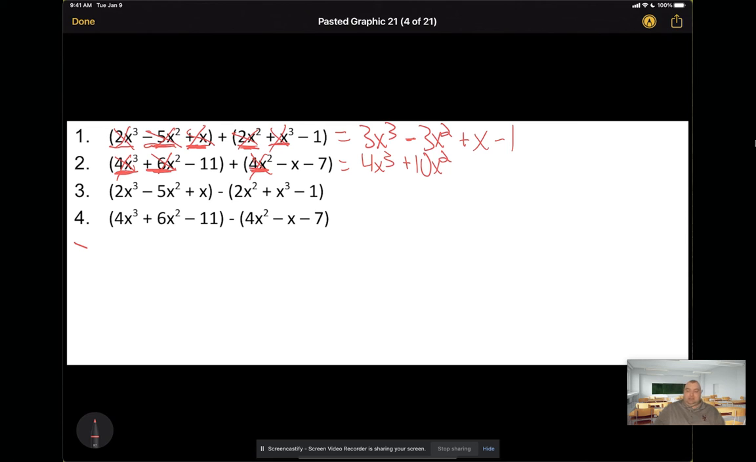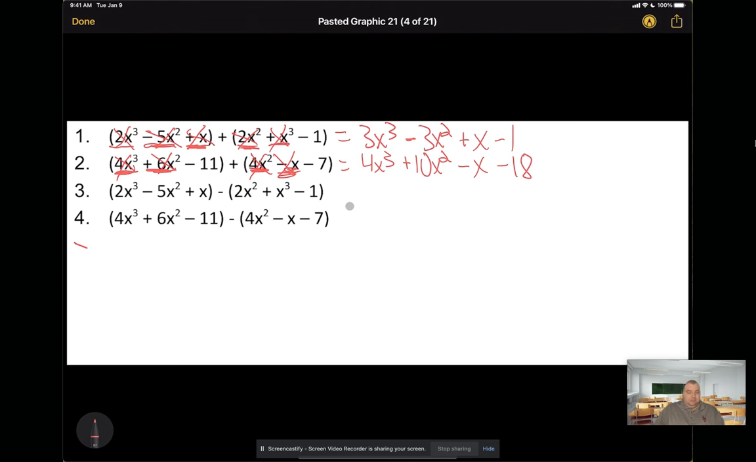Now I have my x terms, and I only have this one right here, my minus x. So I'm going to bring that down, bring that over, and then finish it off with my constant terms. So I have negative 11 and negative 7. Negative 11 and negative 7 combines to negative 18. So my overall final answer is 4x cubed plus 10x squared minus x minus 18.